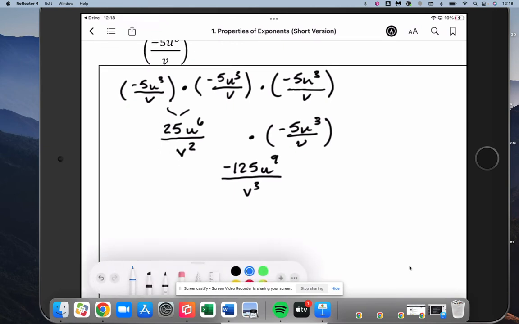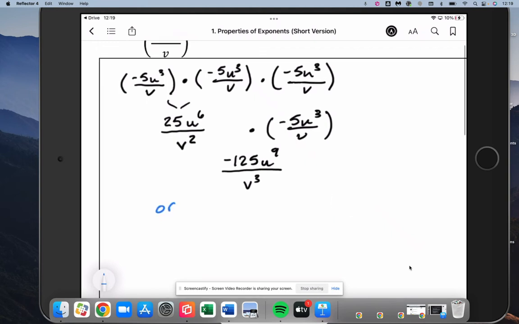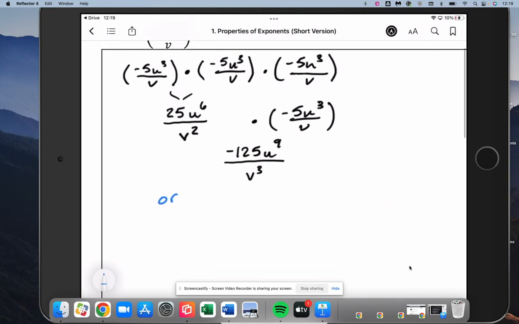Alternatively, another way to do this would be to say negative 5u to the power of 3 over v to the power of 3.